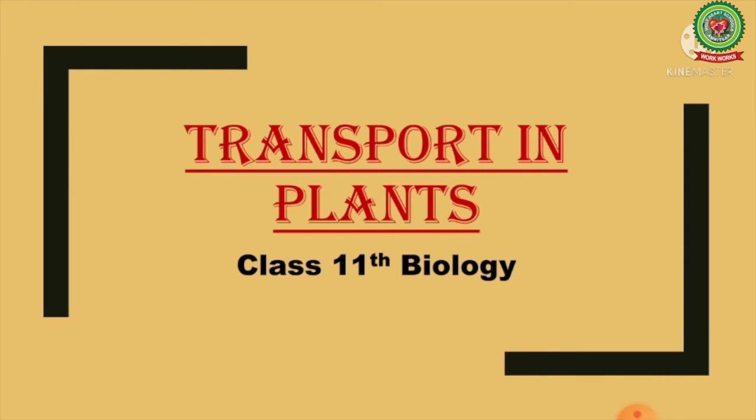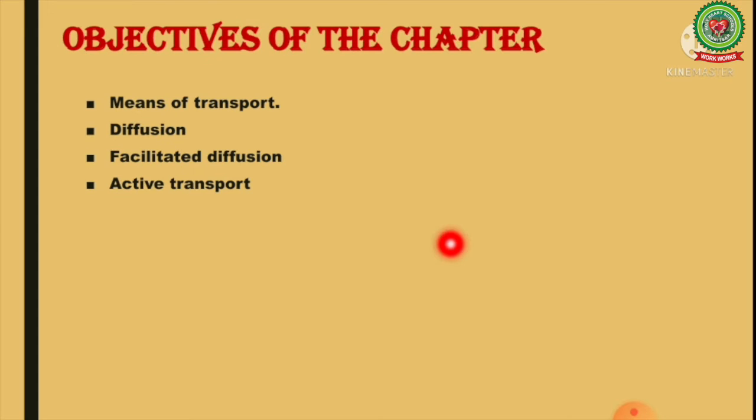Today we are discussing the chapter Transport in Plants. The objectives that we are covering in this video are means of transport, diffusion, facilitated diffusion and active transport.